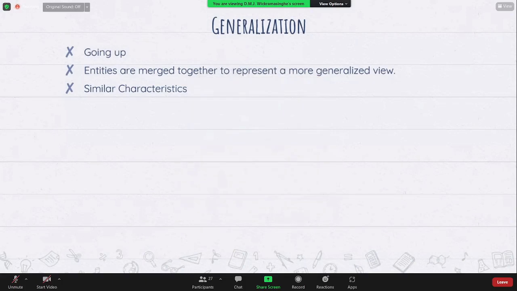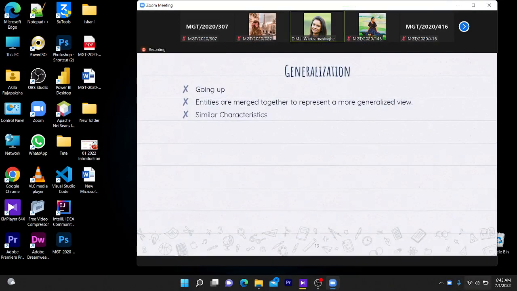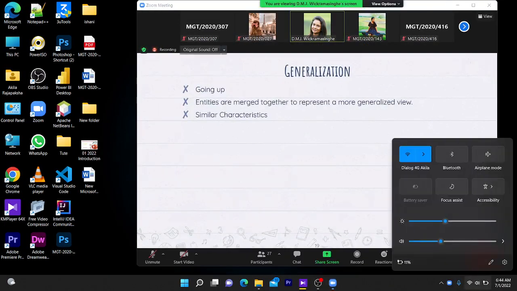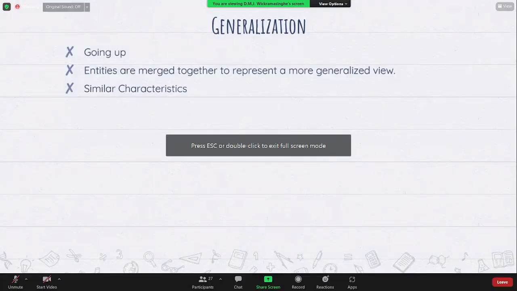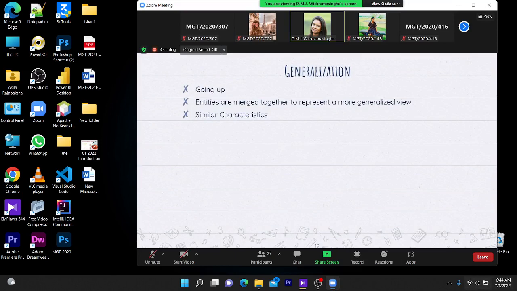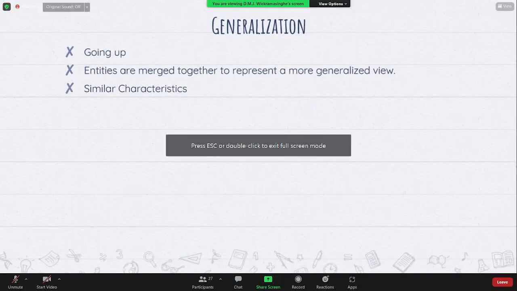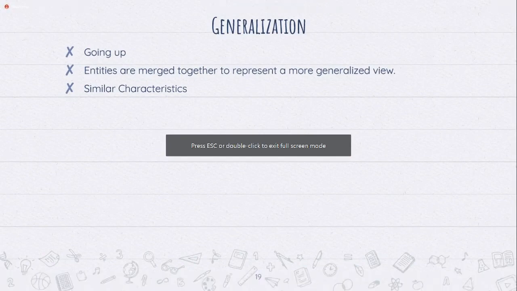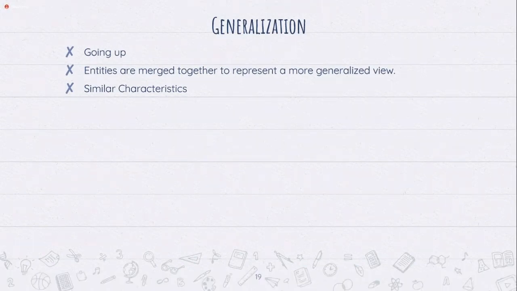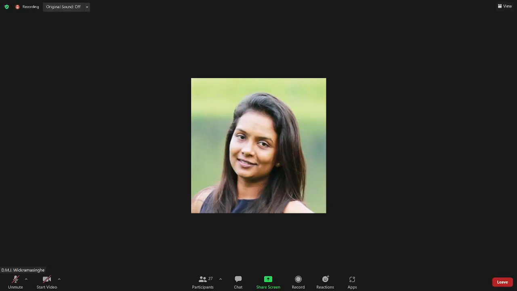So first, generalization, we can explain this way, right? Normally, when we are drawing an ER model, there is a hierarchical manner. I mean, there is a top node and there are child nodes. Right? It's like this way. I will draw it. You can understand.